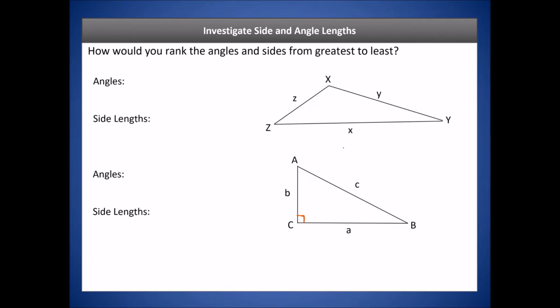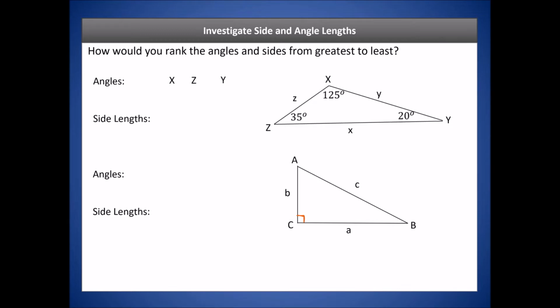Now this is an obtuse triangle, meaning one of the angles is an obtuse angle. That's going to be angle X here. So we know that this is going to be larger than any of the other angles in this triangle. Looking at the others, this one looks slightly bigger than that one in measure. So the smallest is angle Y, the second smallest is angle Z, and the largest is angle X. If we were to label it in order, it would go X, Z, and Y.